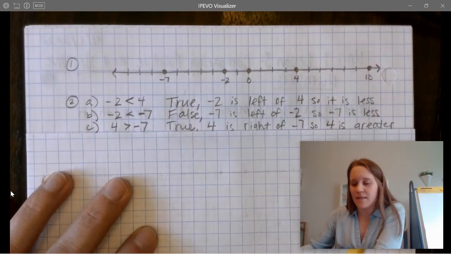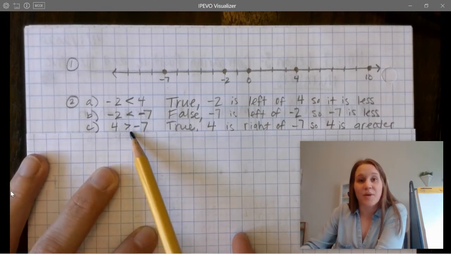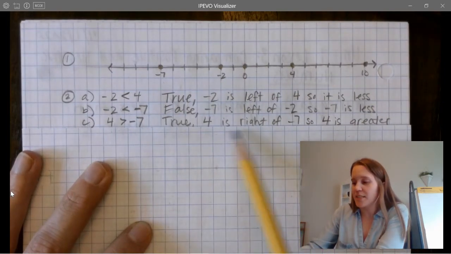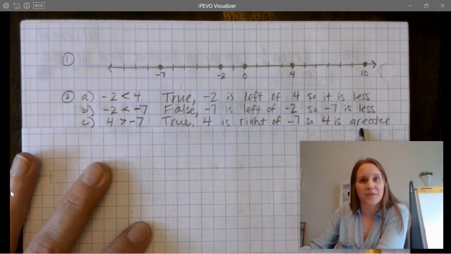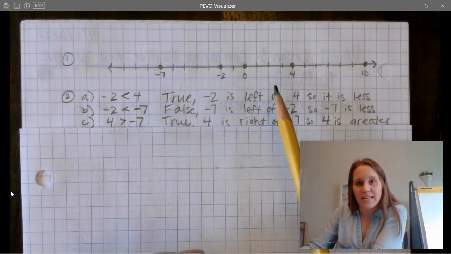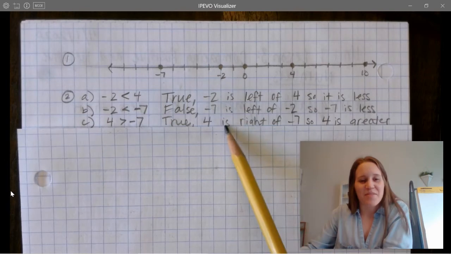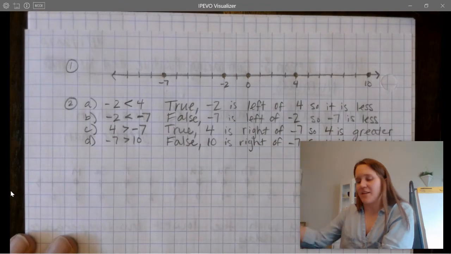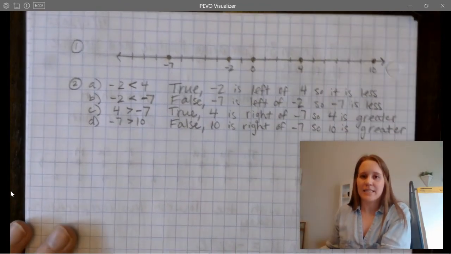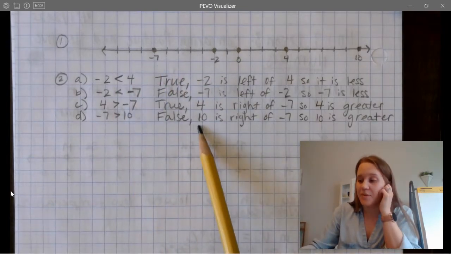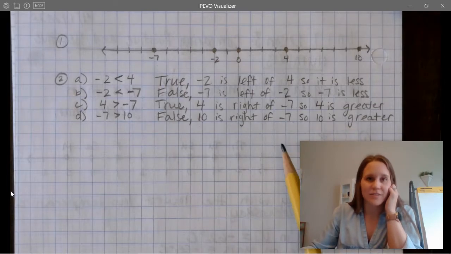Here's my thinking for C. This says 4 is greater than, new sign, new thinking. 4 is greater than -7. This is true. 4 is to the right of -7, so 4 is greater. Here's 4, here's -7. Since 4 is farther to the right, then 4 is greater. And last one, -7 is greater than 10. That is false. -7 is to the left of 10, so -7 is less. I wrote 10 is right of -7, so 10 is greater.